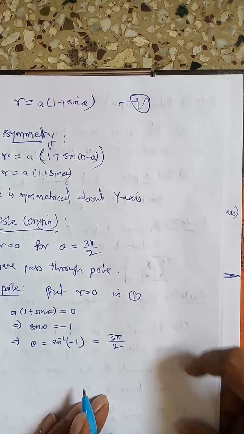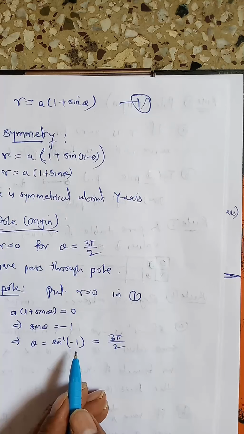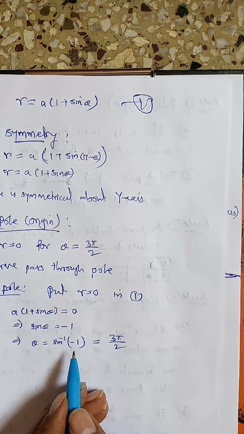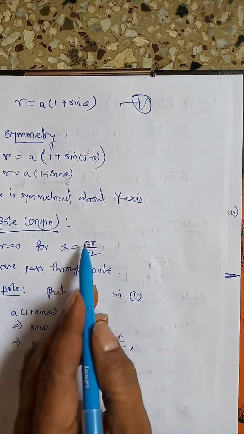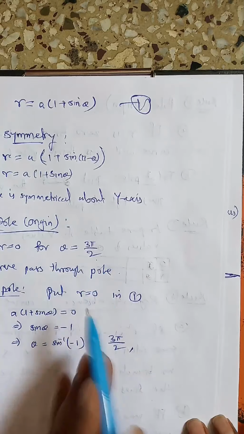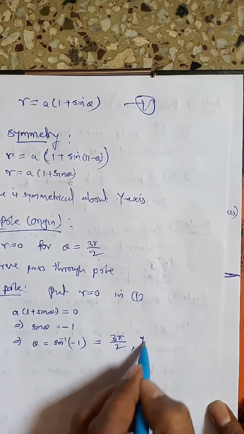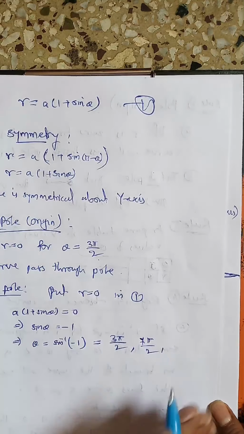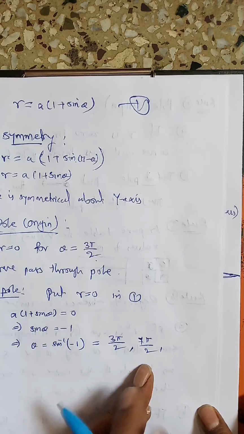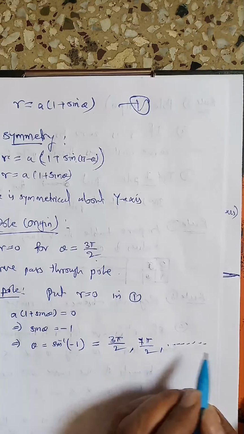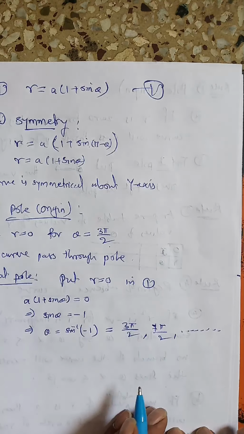So is it 3 pi by 2 only? The inverse sine function is a multivalued function, as we know. Okay. So sine inverse of minus 1 is 3 pi by 2, and as I said just now, for 3 pi by 2 it is minus 1, for 5 pi by 2 it is 1, for 7 pi by 2 it is minus 1 again, then for 9 pi by 2 it is 1, for 11 pi by 2 it is minus 1, and so on. So these are the tangents at the pole, tangents at the origin.